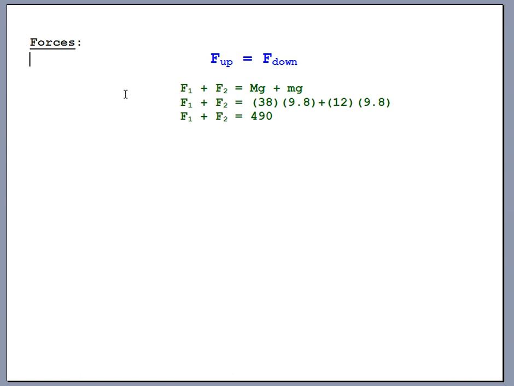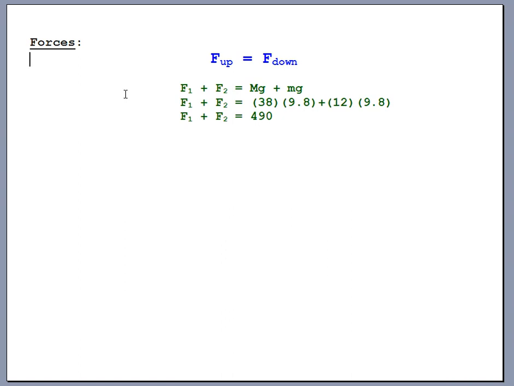This makes sure that the net force is 0. F1 plus F2 has to equal the mg plus the mg. There are no r's when you're working with just forces, when you're working with the first condition. So F1 plus F2 is equal to 490. That is a true equation.